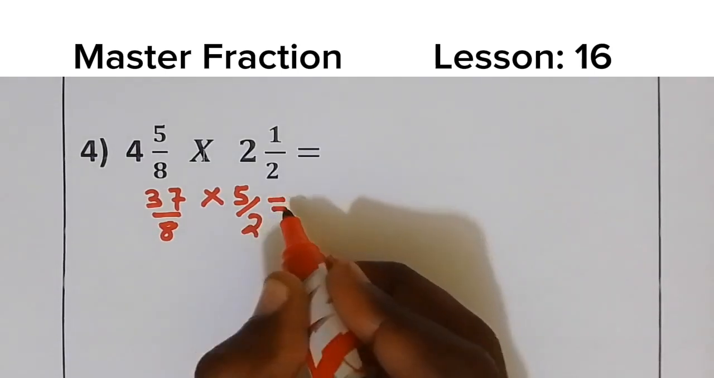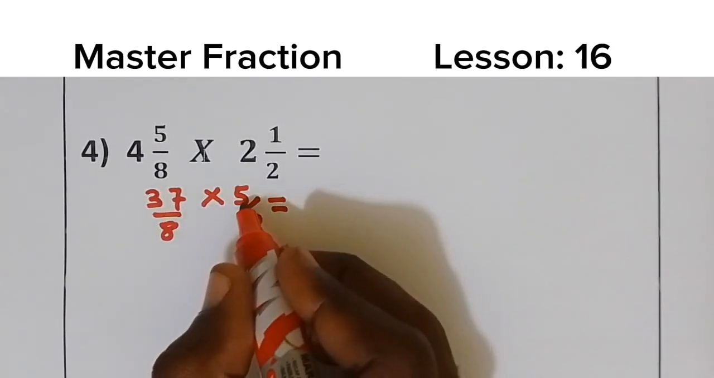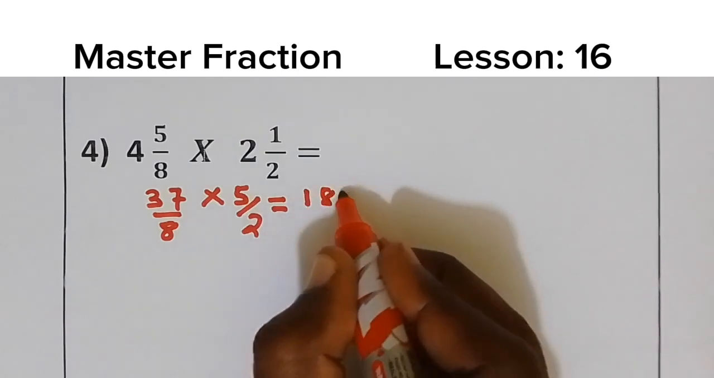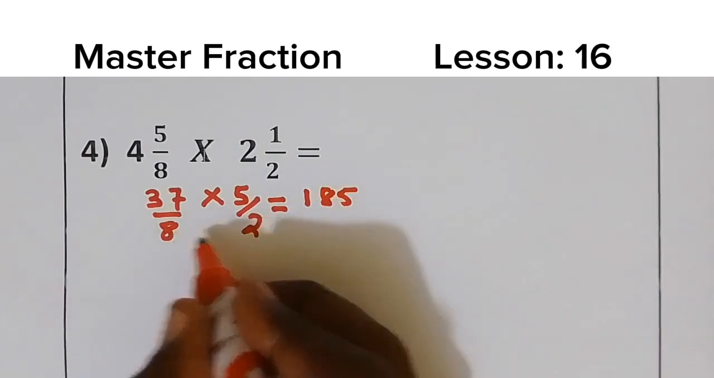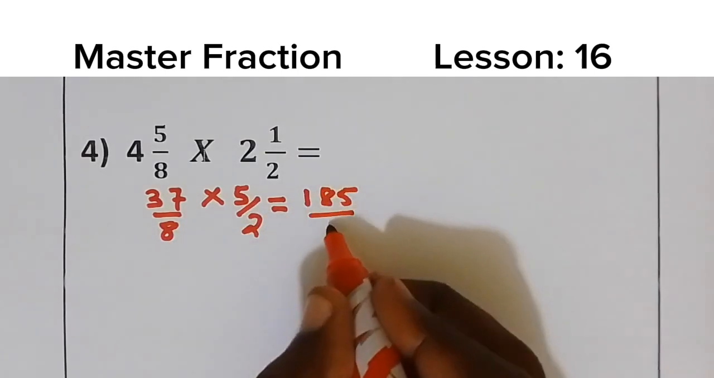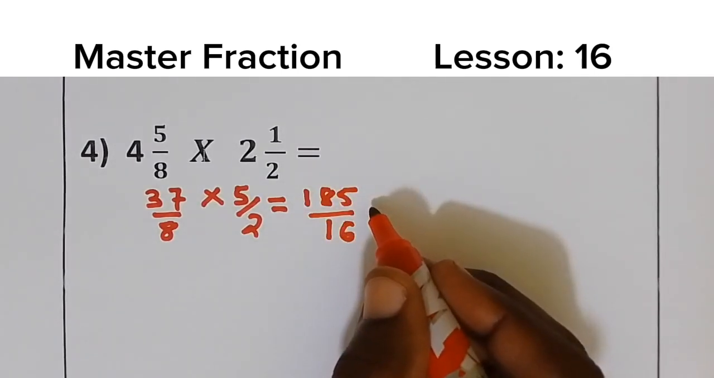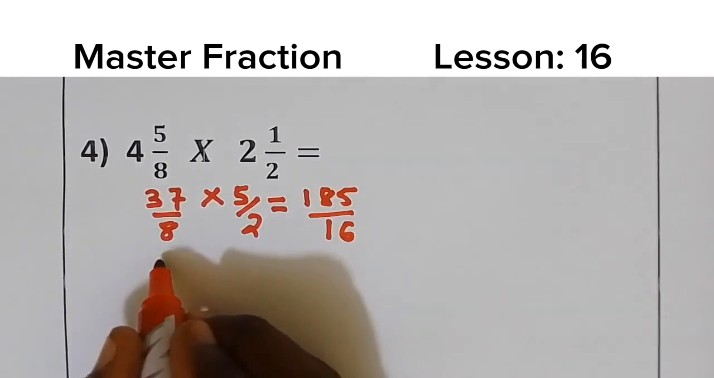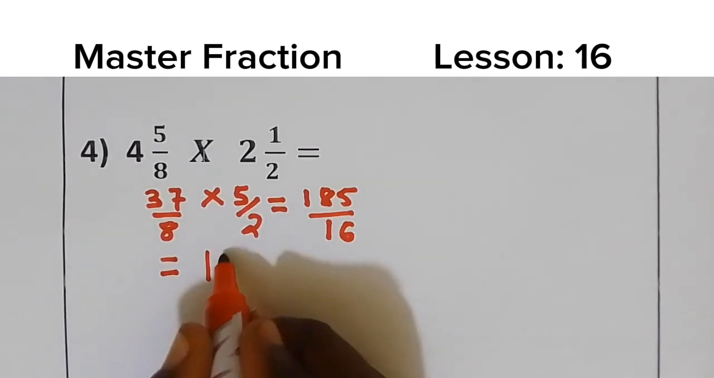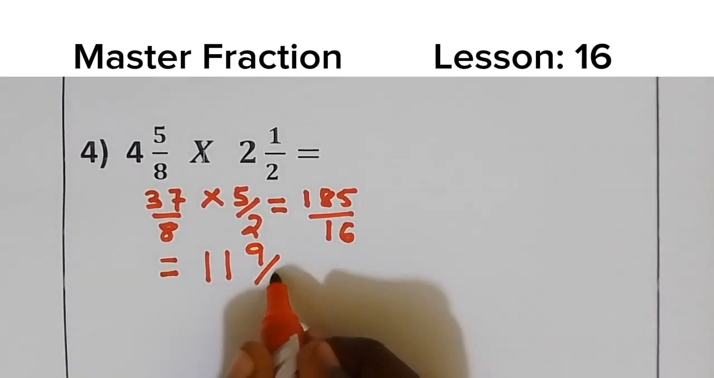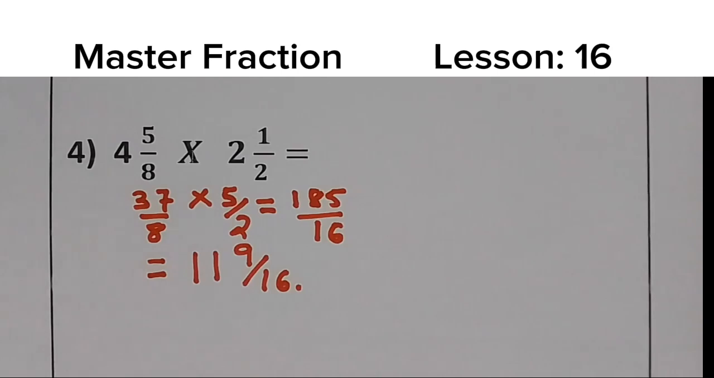This will be equal to 37 multiplied by 5, we are going to get 185. 8 multiplied by 2, we get 16. This is an improper fraction. I'll change it into a mixed number. This will give us 11 9/16. Hope you understand how to multiply a mixed number by a mixed number.